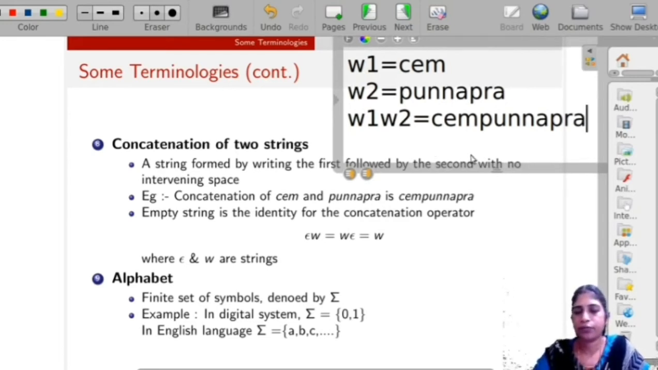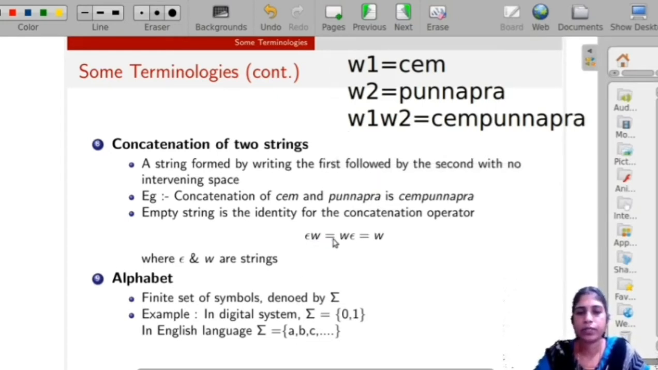The identity for this concatenation is epsilon. That means epsilon w is equal to w epsilon is equal to w itself. When you perform the concatenation operation with epsilon, the empty string, you get the string itself. So the identity for the concatenation operation is epsilon, that is, the empty string.